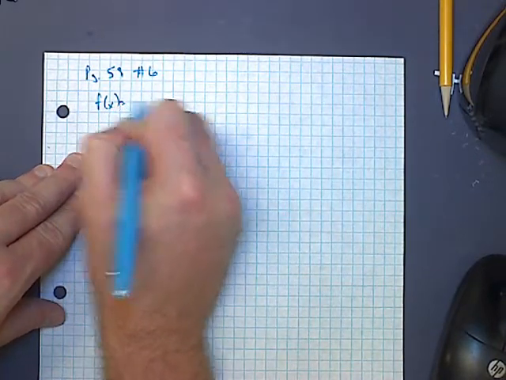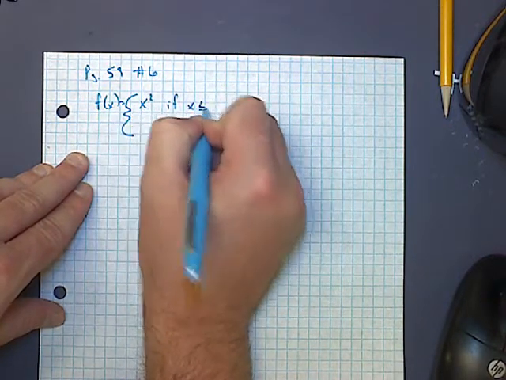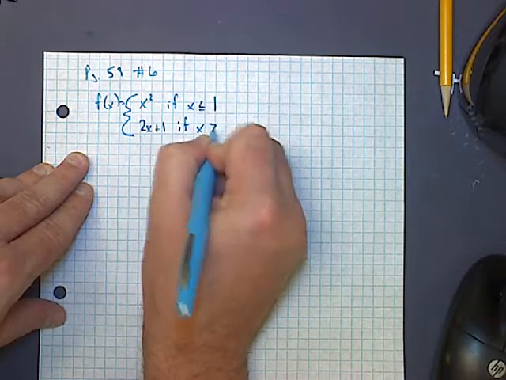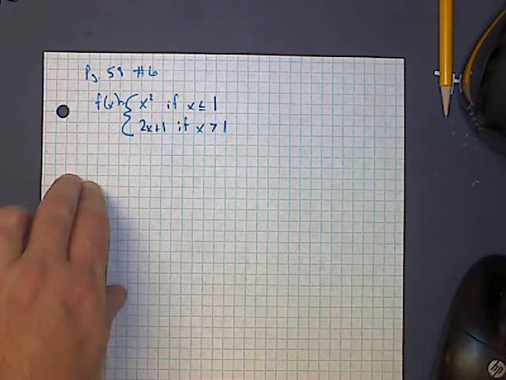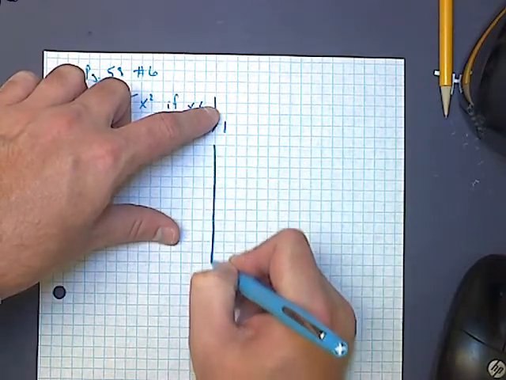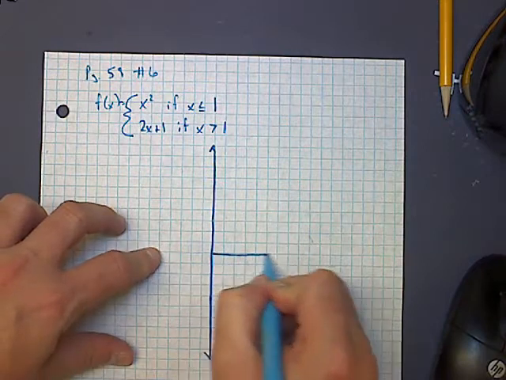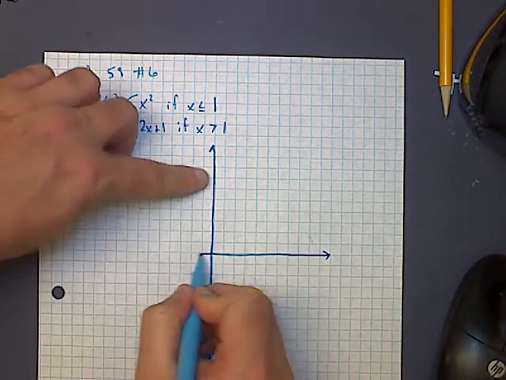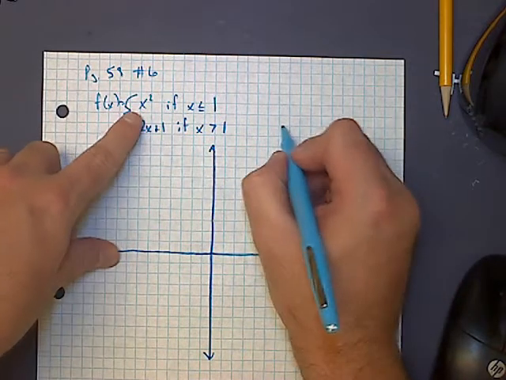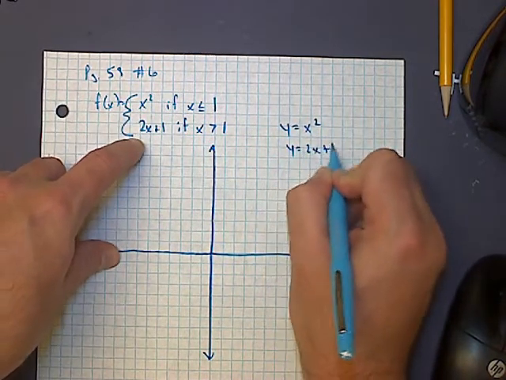F of x equals x squared if x is less than or equal to 1, and 2x plus 1 if x is greater than 1. Okay? Alright, the two functions we're graphing are y equals x squared and y equals 2x plus 1.